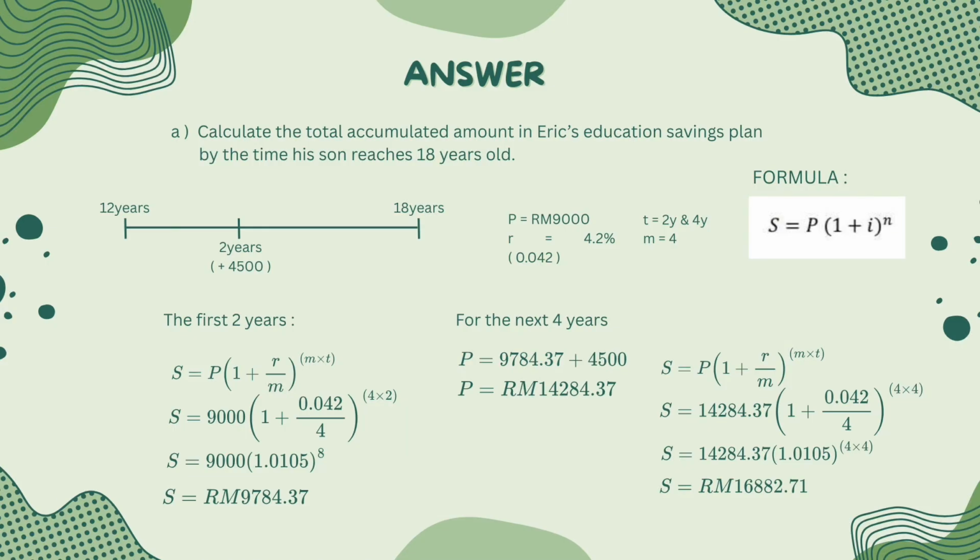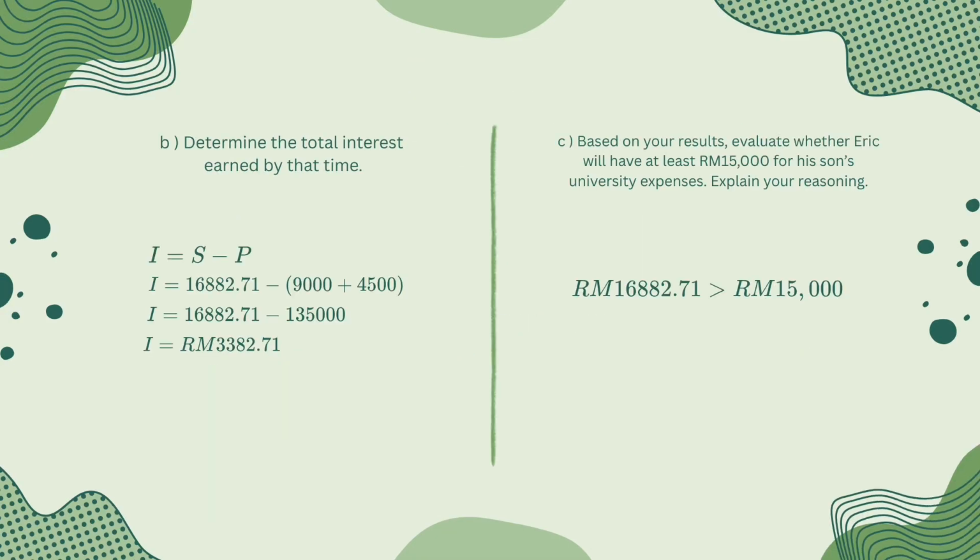Then after 6 years, his son reached 18 years old, and the saving is 16,882 ringgit 71 cents. Then for question A. For question B, we have to find the interest earned by Eric after his son reached 18 years old. So we are going to use the formula I equals S minus P. So the future value S minus all the principal that Eric has deposited. So 16,882 ringgit 71 cents minus 9,000 plus 4,500. So the total interest that Eric got is 3,382 ringgit 71 cents.